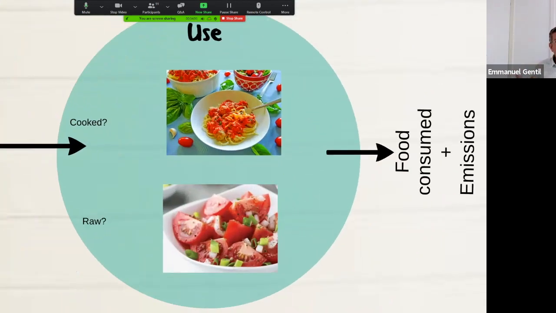Then when we have to use it, do you eat it raw in a salad or do you cook it? If you cook it, do you cook it using electricity or using natural gas? All this will have a completely different impact on the climate. And of course, if you eat it raw, there is basically zero impact associated with your tomato salad in that case. Obviously, there is some impact if you do not eat everything and some of it is wasted, then that will have an impact on the environment.